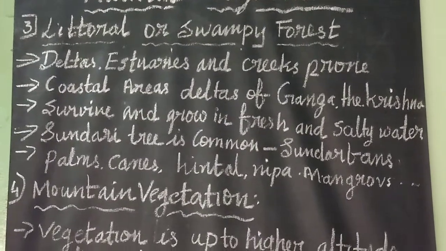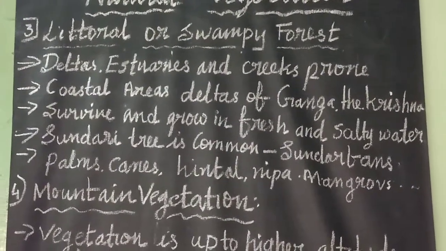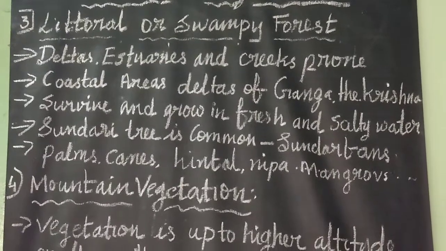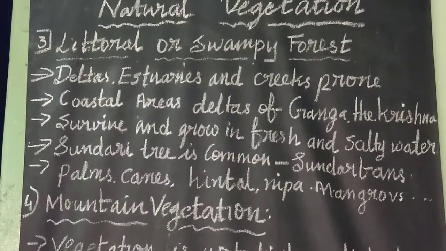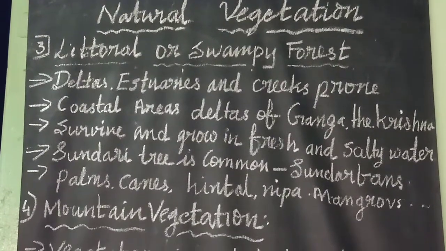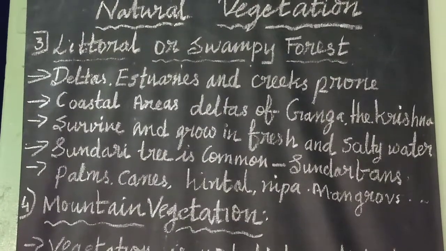The Sundari tree is the common tree found here, so because of that, this forest in West Bengal and elsewhere is called Sundarban forest. And this tree is very useful, with hard and durable timber, which is used for construction purposes, building purposes, as well as making boats.